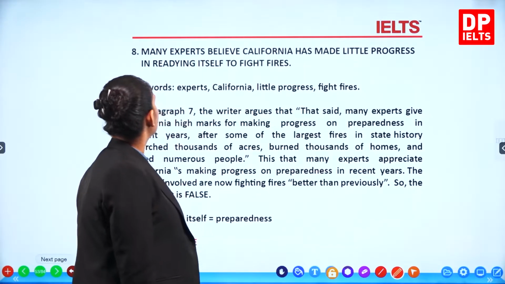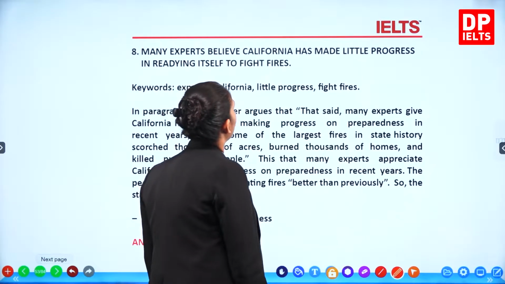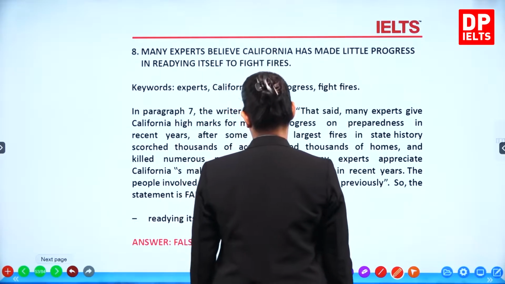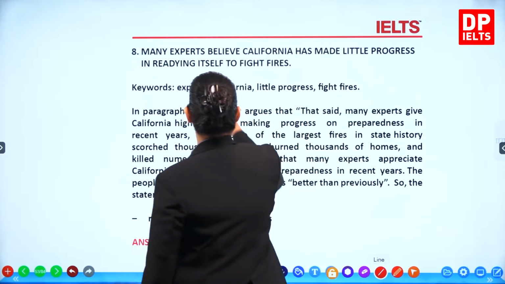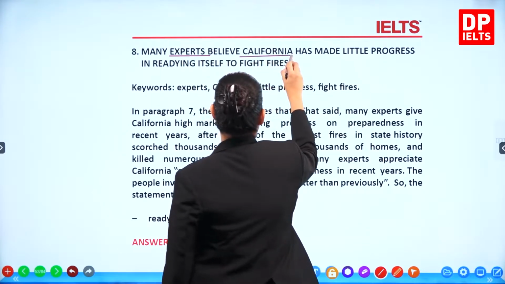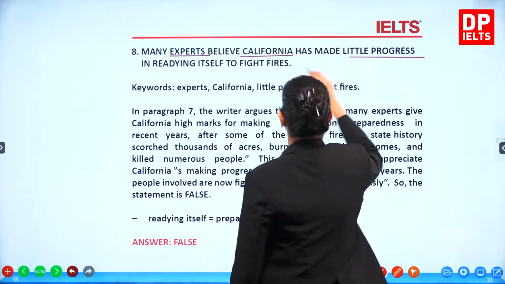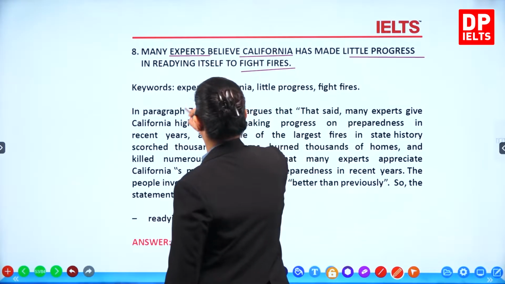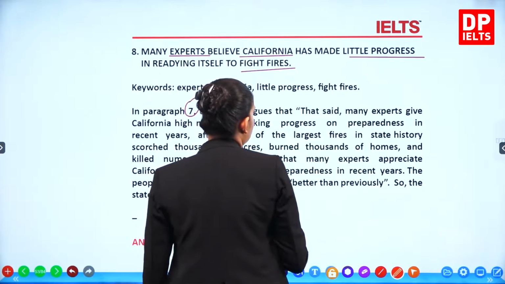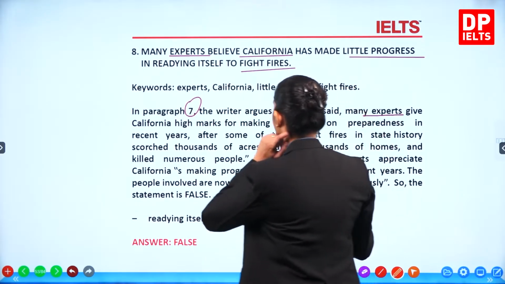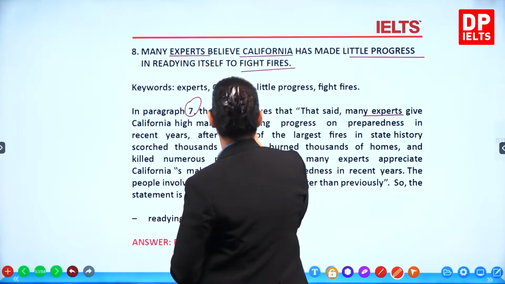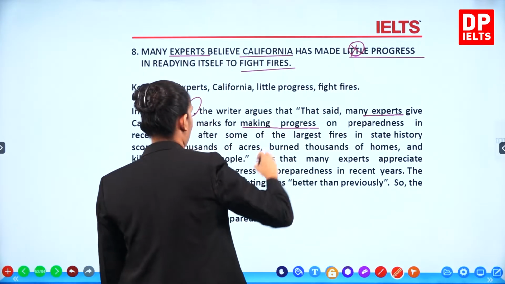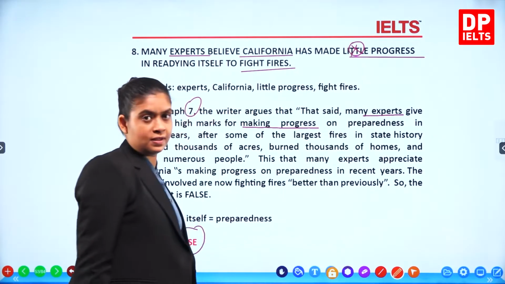Question number 8. Many experts believe California has made little progress in readying itself to fight fires, right? So here, experts believe California has made little progress to fight fires. Go to the 7th paragraph. The writer argues that many experts give California high marks for making progress. They have made little progress? Wrong. They have made progress. Answer is false.